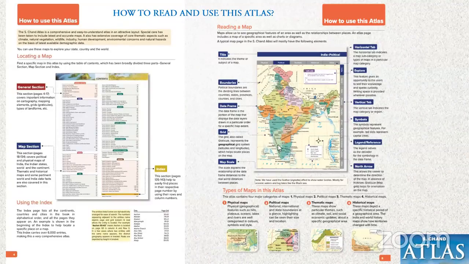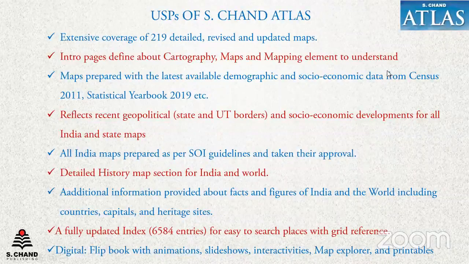So this is about how to use the atlas and read a map in our atlas. And the next ones are the major and important USPs, and there is much more after this that we have explained in our book. These are the one or two I have given. Detailed maps: how detailed, revised and updated they are. What are the cartography maps and mapping elements?